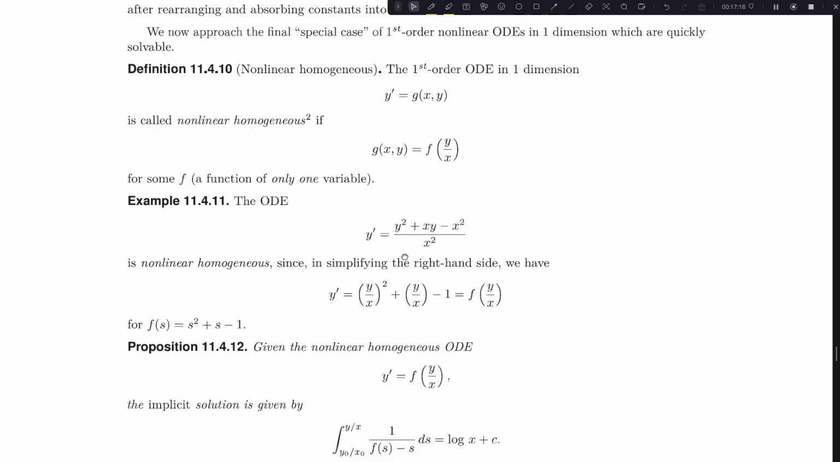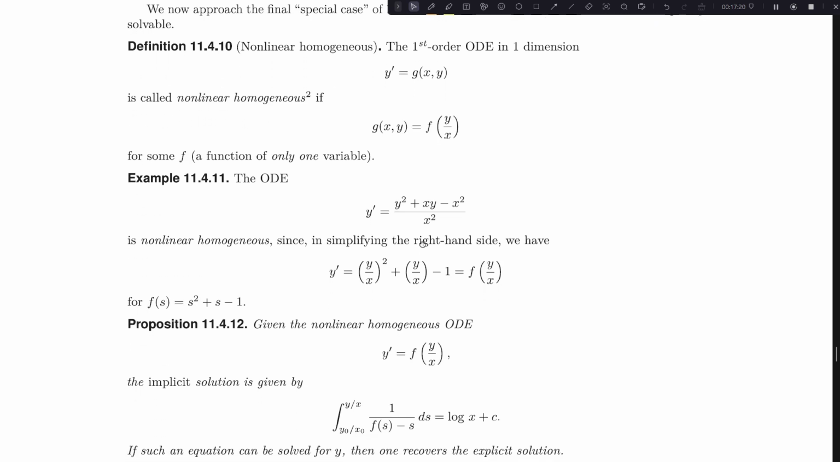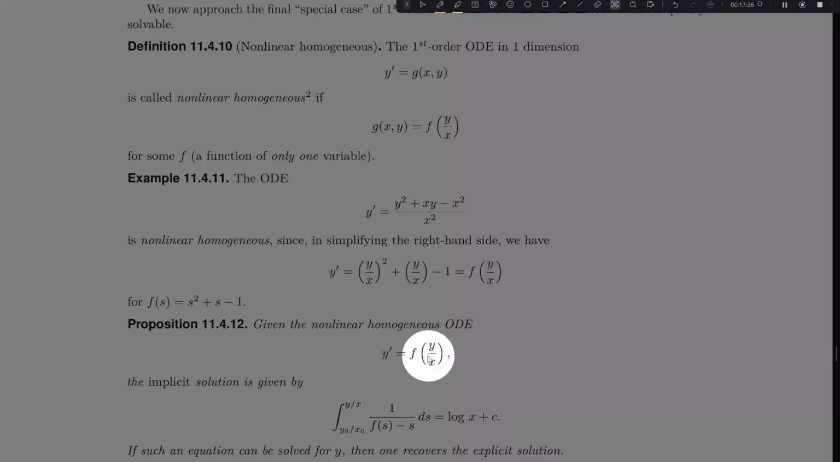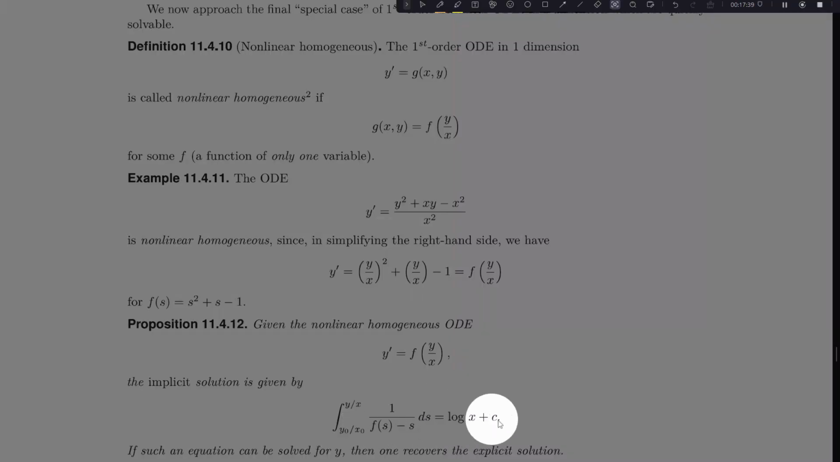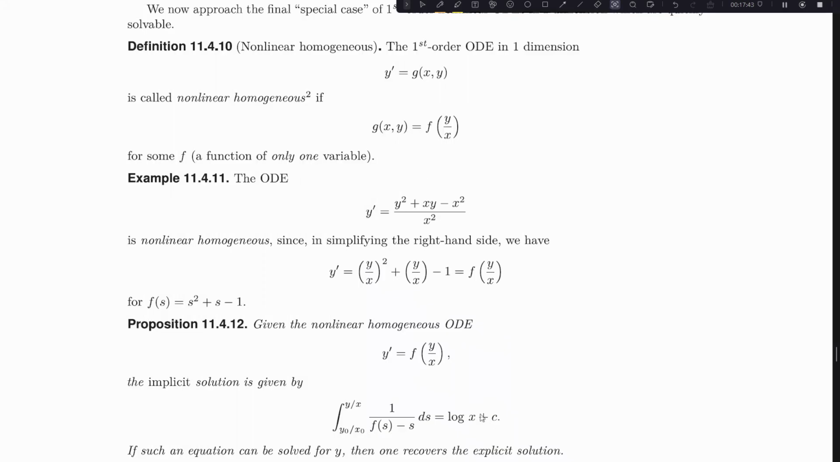And now we have a proposition which tells us how to solve this, and the proposition is not so great. It's a little bit ugly of a solution. So given the nonlinear homogeneous ODEs, supposing we already identified the f, for which if I just plug the ratio y over x into the function f, I get the right hand side of the ODE, I have a little bit ugly of a solution here.